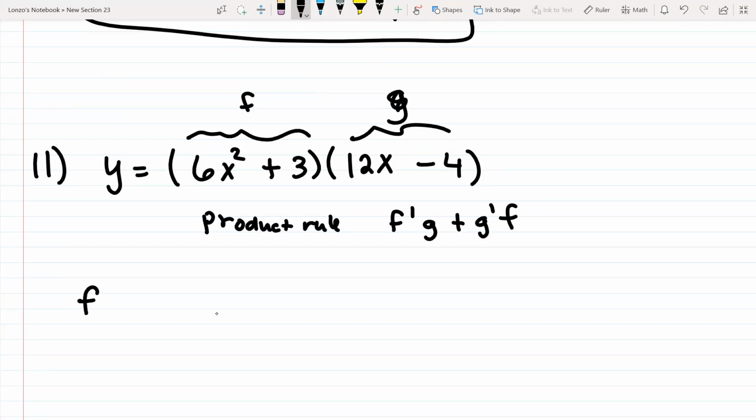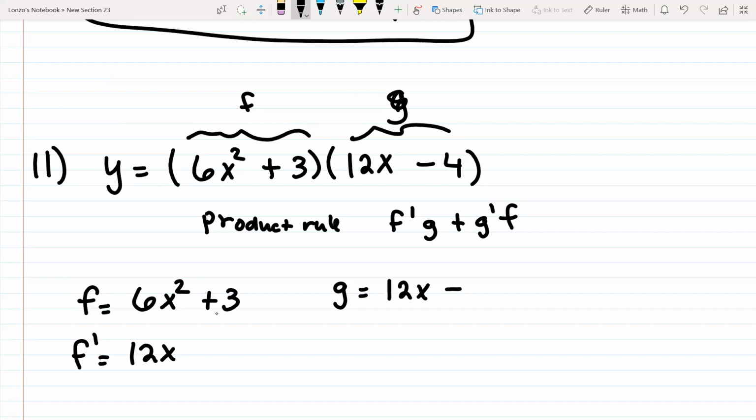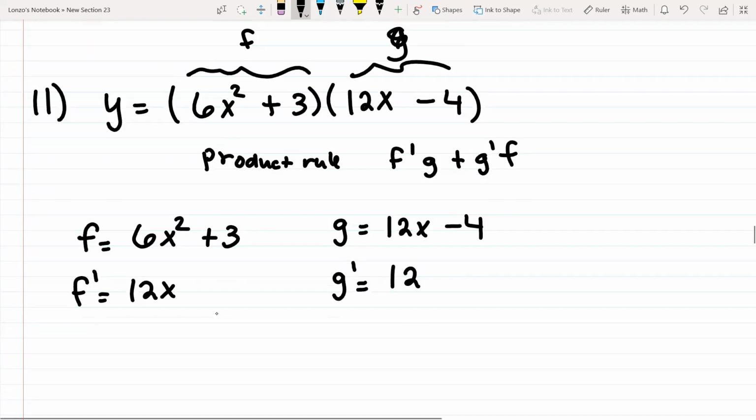So f equals 6x squared plus 3. And then f prime is going to be 12x, since the derivative of 6x squared is 12x to the 1, and the derivative of 3 is 0. And then g is going to be 12x minus 4. So g prime is going to be 12, since the derivative of 12x is just 12, and the derivative of negative 4 is just 0.